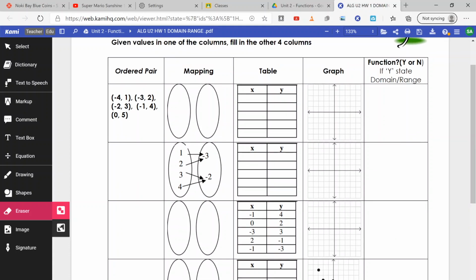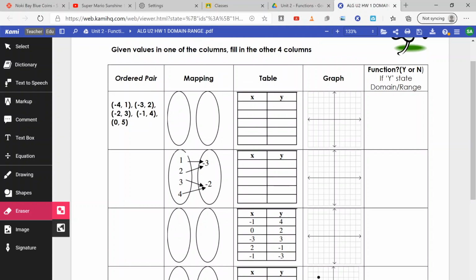The homework is pretty much going through an ordered pair or mapping or a table, a given graph, and filling in all the other sections. So if I have the ordered pair, I'm going to fill in the mapping section, the table section. I'm going to plot the graph, and then I'm going to state if it's a function, and if it is, the domain and range of the said function.